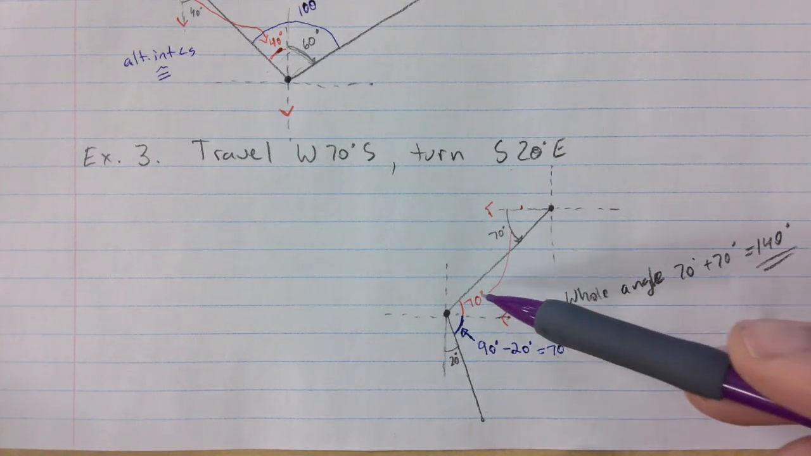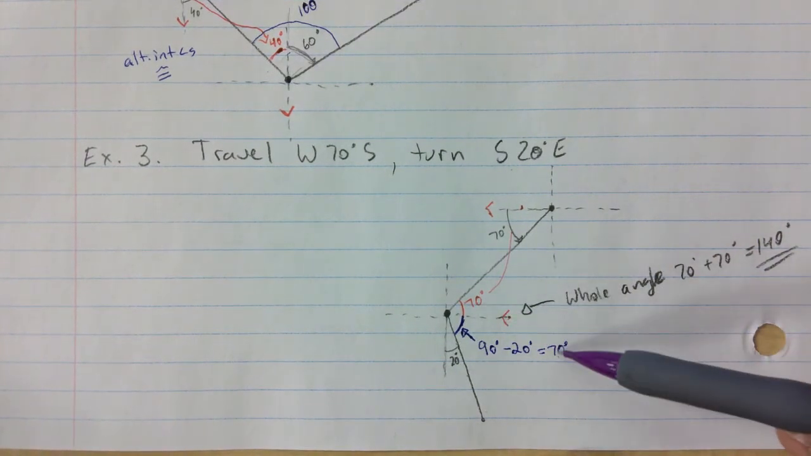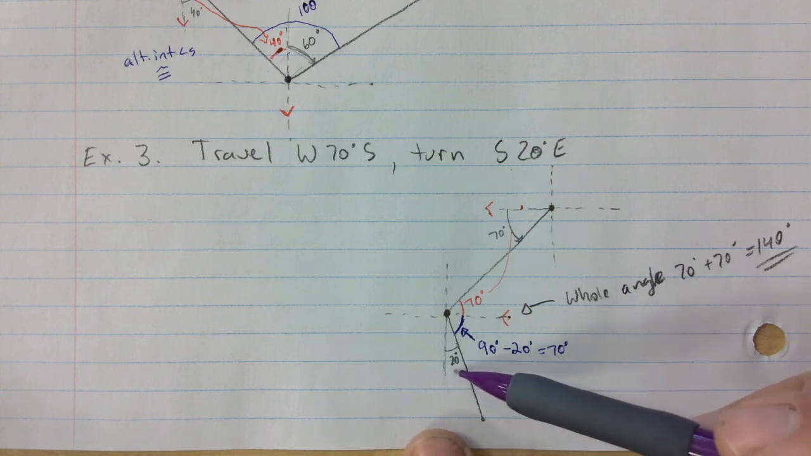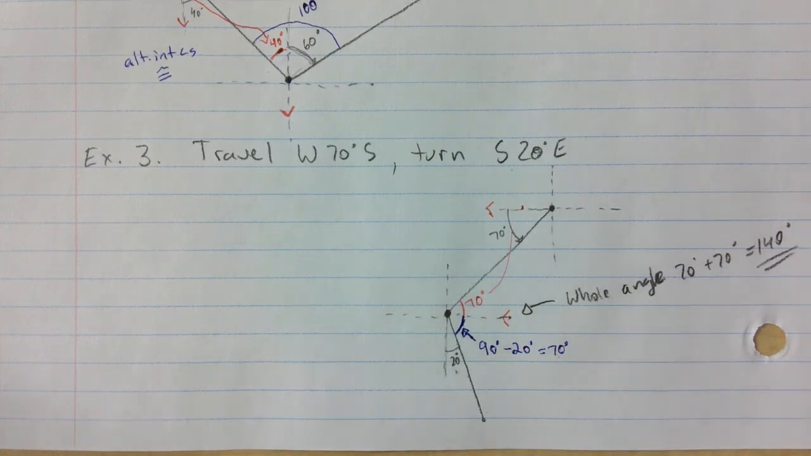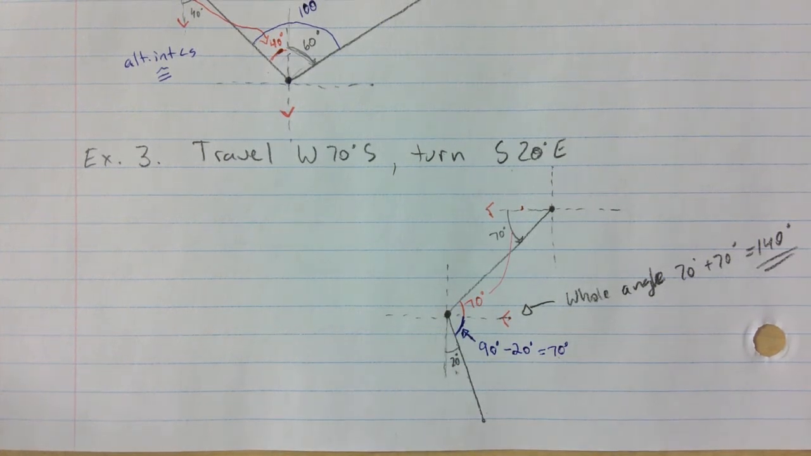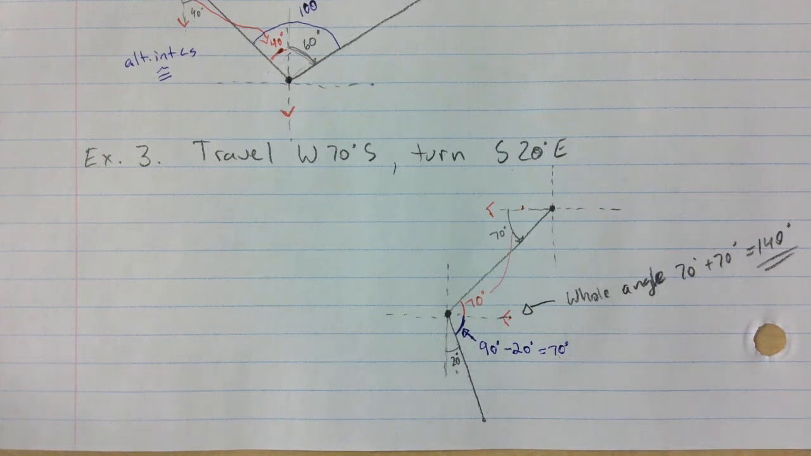Both end up being 70 and 70. That's just a coincidence, right? If this had been 10, this one here, then this would have been 80, so 80 and 70 is 150, right? And so forth. So the alternate interior is your friend. Notice that a straight line is always 180. And obviously you've got your 90s there as well. Okay.